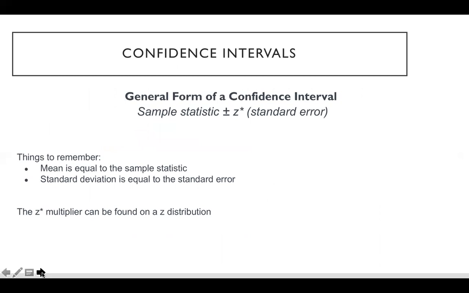For confidence intervals, the general form you remember is the sample statistic plus or minus z star times the standard error. Things to remember here are that the mean is equal to the sample statistic and the standard deviation is equal to the standard error. Your z-star multiplier can be found on the z-distribution as well.